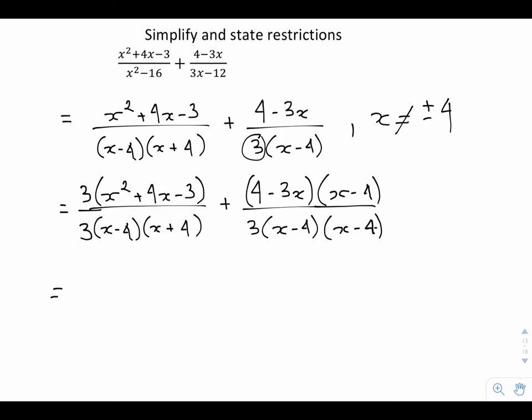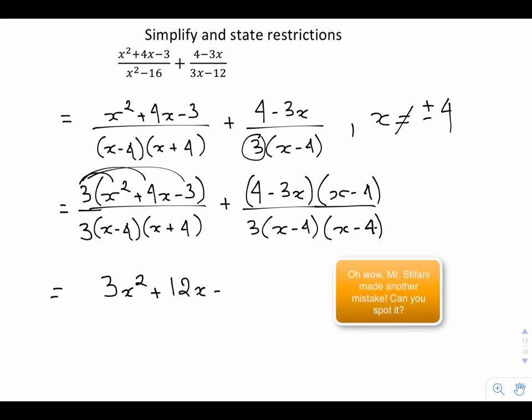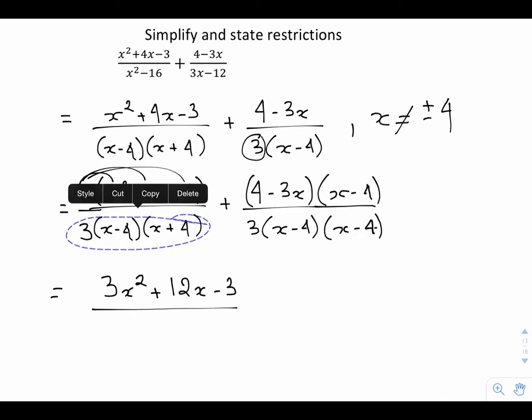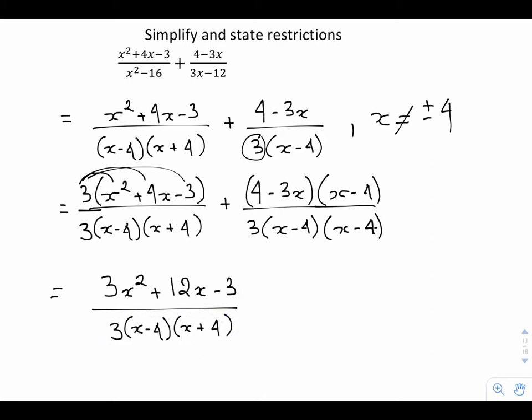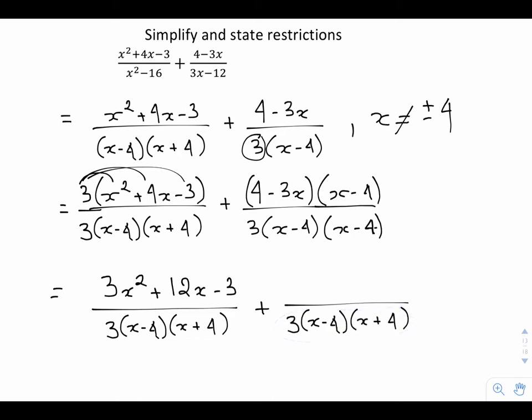I can expand and collect like terms in my numerators. So let's focus on doing that. I'm going to multiply the 3 in. I end up with 3x squared plus 12x minus 3, and that's all over this common denominator here. Paste it down here. And this is plus the numerator expanded, which I'll do in a moment, and it's going to be also all over the same denominator. Now I just used the denominator of the first fraction because it's essentially the same as the second one.